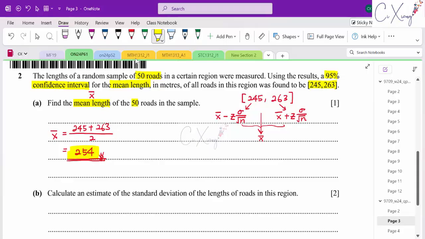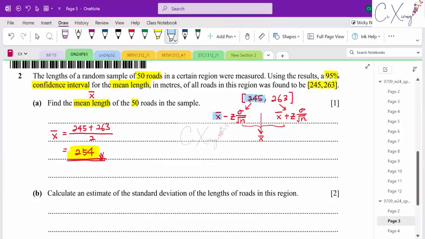Okay, then let's have a look at part B. Calculate an estimate of the standard deviation of the length of roads in this region. So to get the standard deviation, I have to use back the information given in the question again. So I'm having two values here, lower limit and upper limit. So if you have a look at the lower limit formula, you compare 245 with this particular formula.